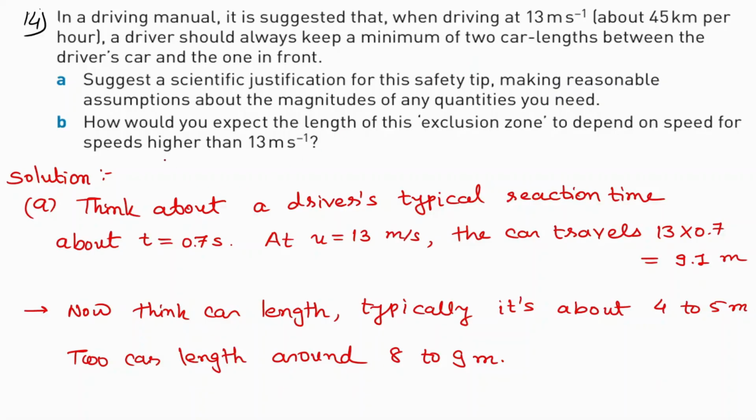Okay. Now the second question says, how would you expect the length of the exclusion zone to depend on the speed for speeds higher than 30 meters per second? So in part A, we solved for 30 meters per second only. If you drive a car faster than 30 meters per second or 45 kilometers per hour, what should be the length between the two cars?